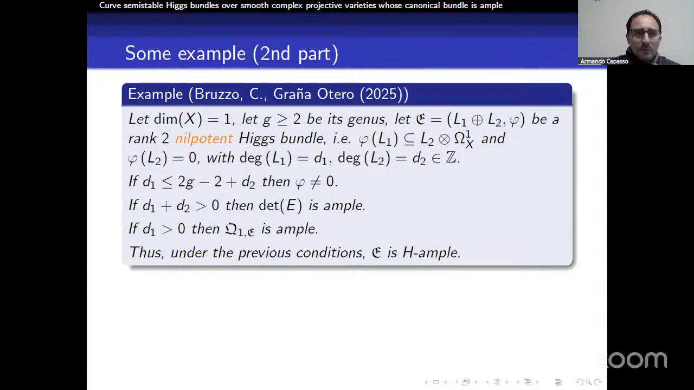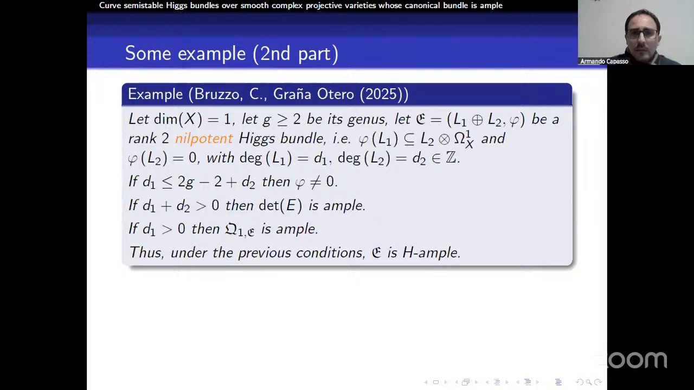Okay, first the condition, D1 is less or equal than 2G minus 2 plus D2, then the Higgs field is different from 0. If the sum of the degrees is positive, then the determinant line bundle of V is ample, of course. And if D1 is positive, then the rank 1 universal Higgs bundle of V is ample. Thus, under these conditions, E is Higgs ample.